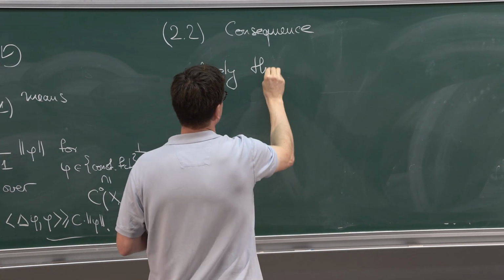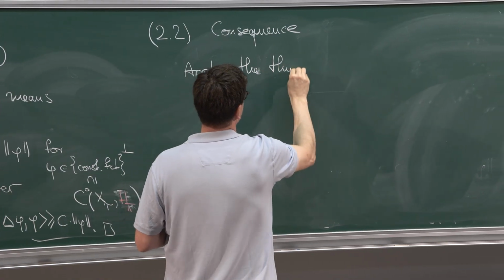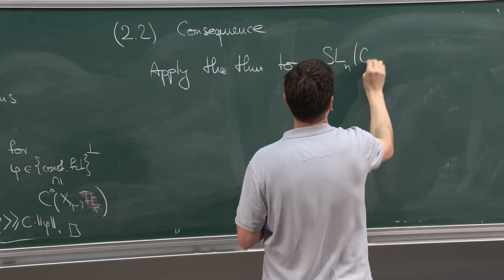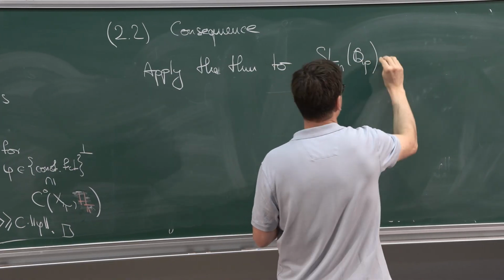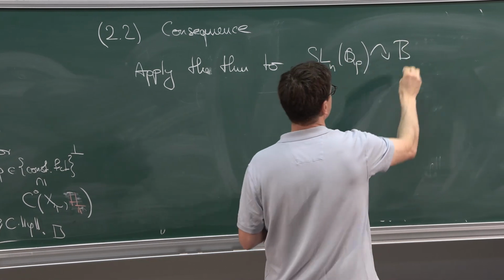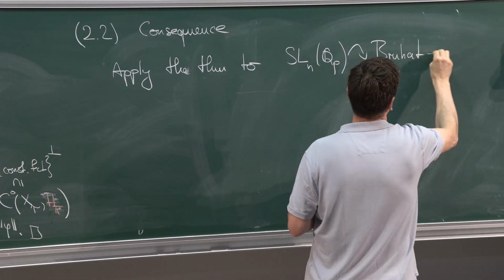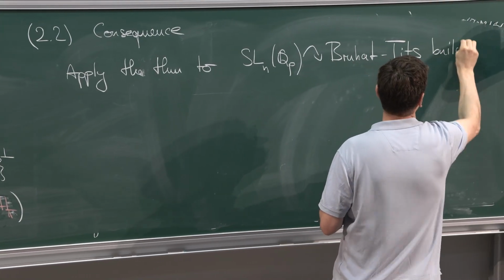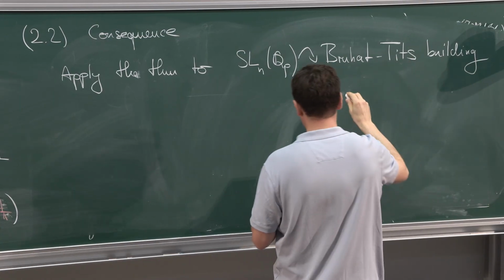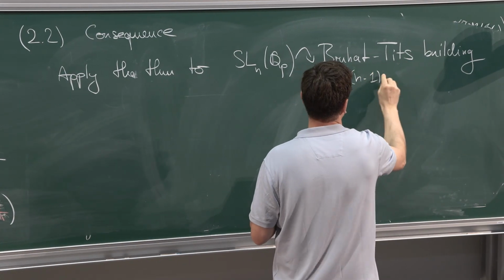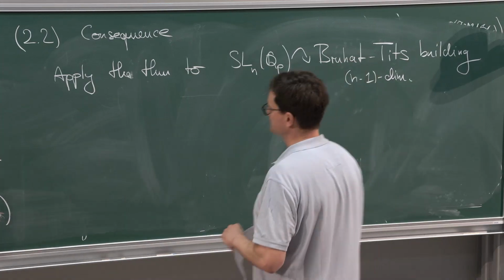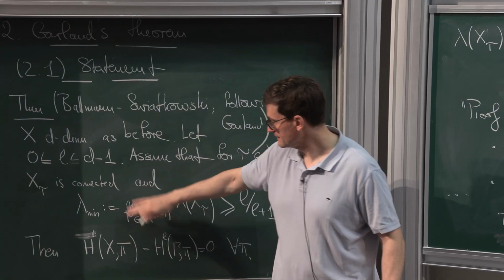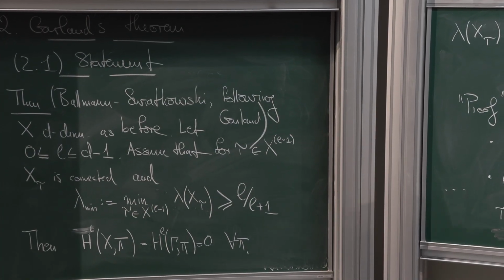So apply the theorem to SL_n(Q_p) acting on its Euclidean building, the Bruhat-Tits building, which is n-1 dimensional. Again, this means that we can also get the vanishing up to n-2.